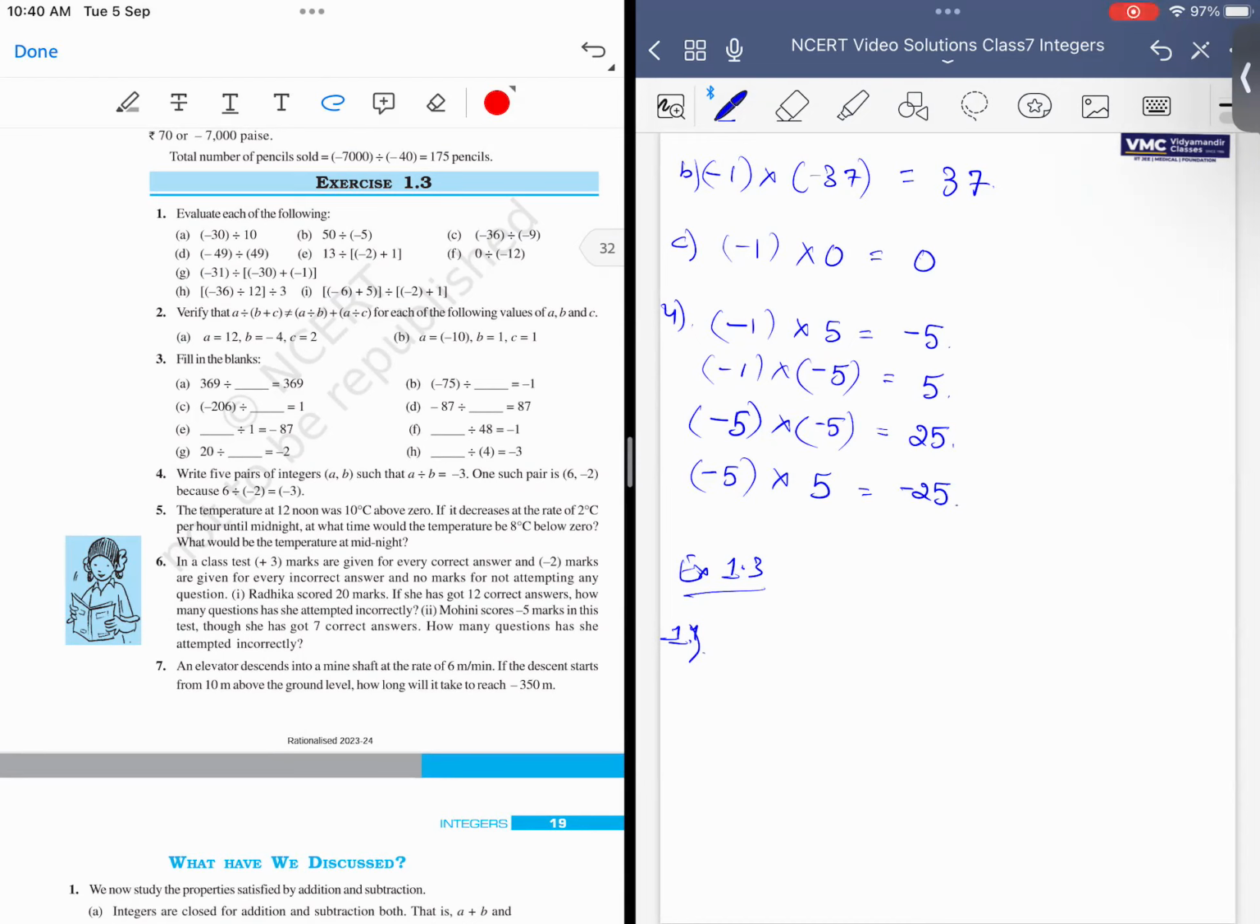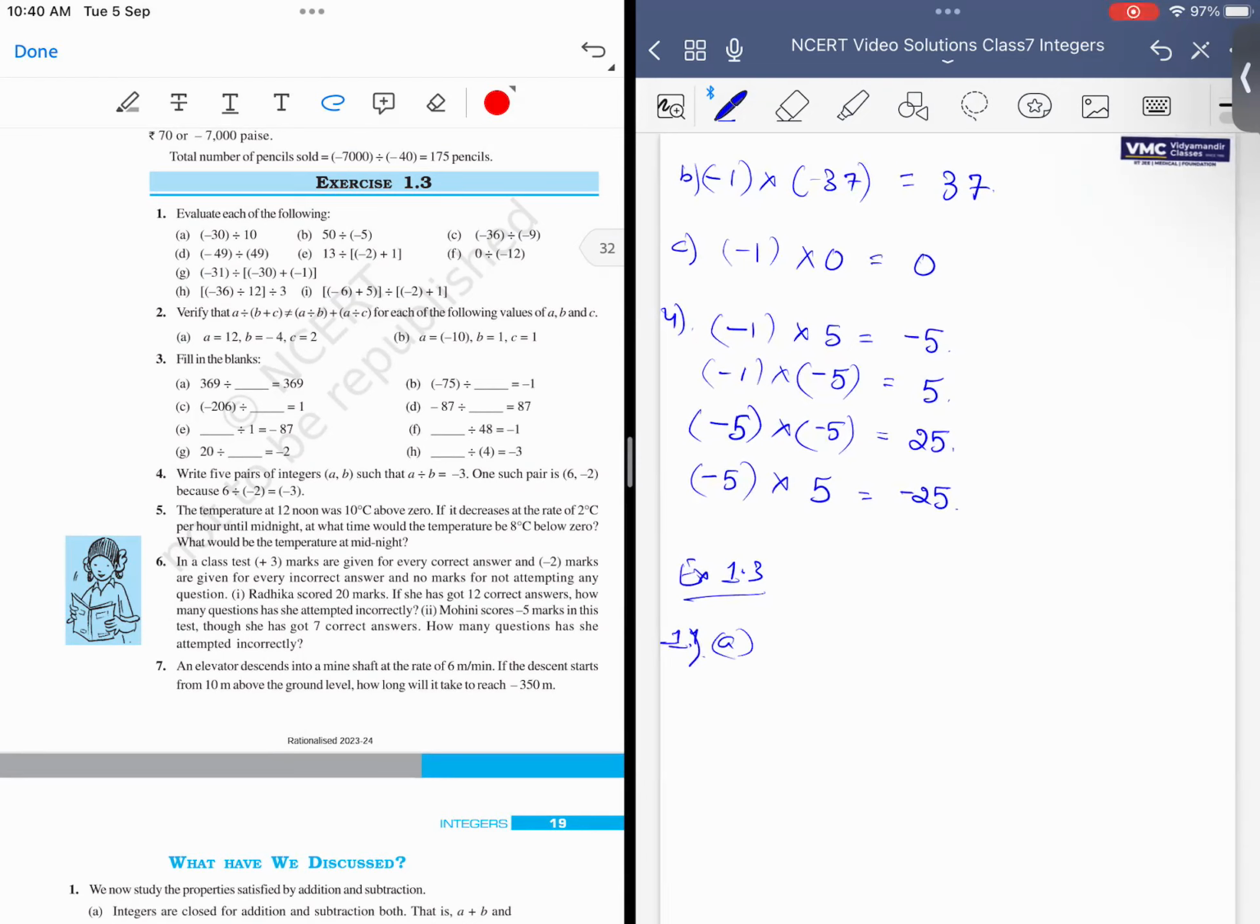Likewise, question 1a part, minus 30 divided by 10. See, 30 divided by 10 is 3, and since there is a negative sign, it will be minus 3. Likewise, b, 50 divided by minus 5. See, 50 divided by 5 is 10, but since the divisor is negative, the quotient will also become negative. So minus 10.